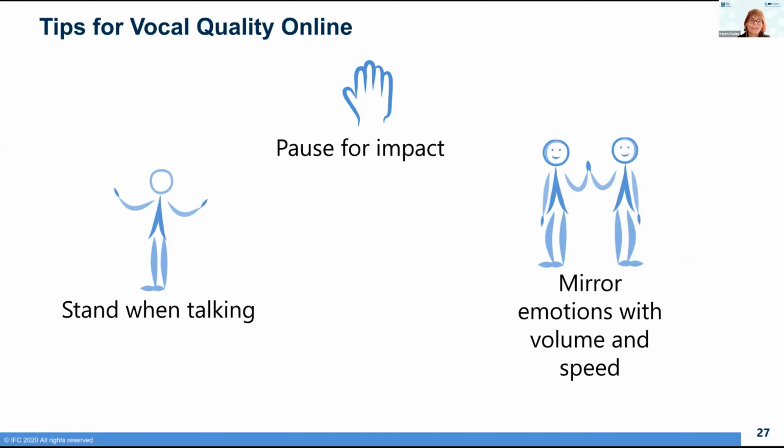And finally, my favorite tip of all, talk to a picture. You know, especially at the very beginning, when you're not comfortable with webinars, it can feel very awkward to talk to a blank screen or to a wall. And because of that, we tend to become a little less dynamic in our talking.